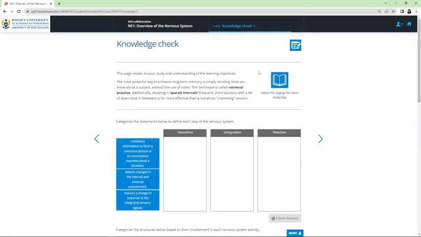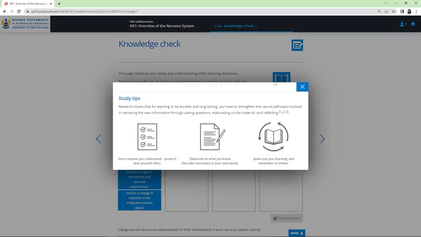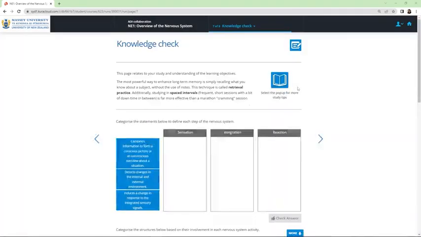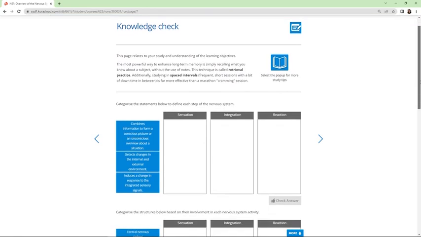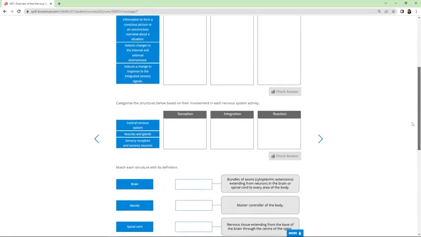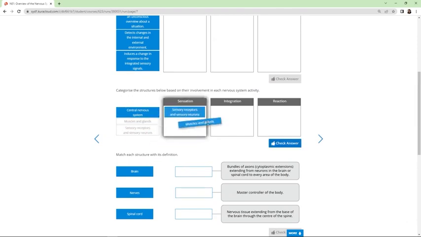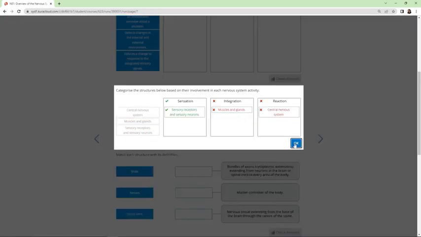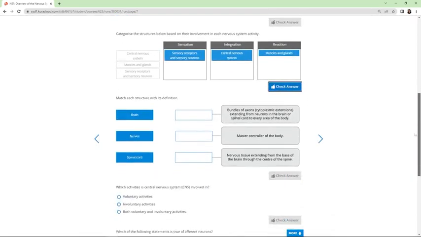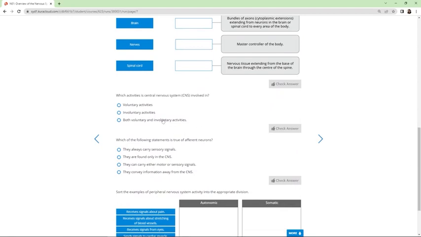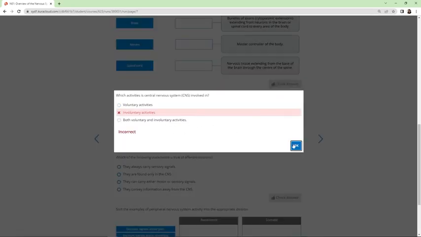The knowledge check page provides students with some information on the most effective ways to study, backed by research. Every question here can be linked to a learning objective on the intro page. This page will contain a variety of question types. Here you can see category questions and drag and drop questions. Other knowledge check pages may have label image questions, text questions, or multiple choice questions.